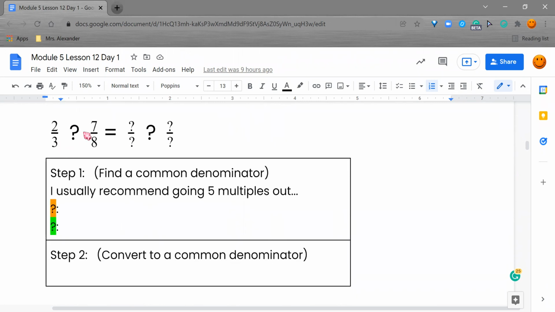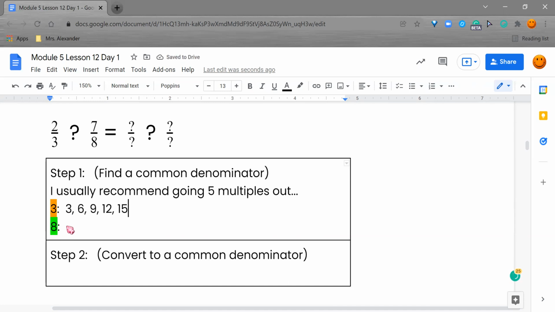So I have 2/3 and 7/8. We got to figure out what common number these two denominators have. So the first thing I'm going to do is write my denominators in the colors right here. First I'm going to do my 3s. 3, 6, 9, 12, 15.